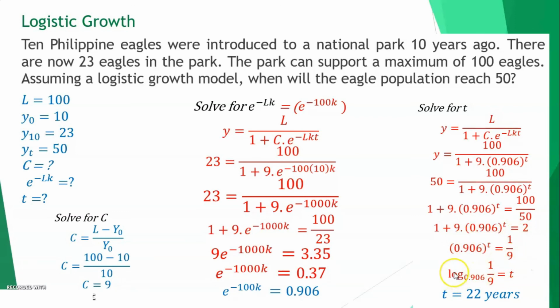So we can rewrite this as the logarithm of 1 over 9 to the base of 0.906 is equal to t. So making use of your calculators, the value for our t here is approximately 22.